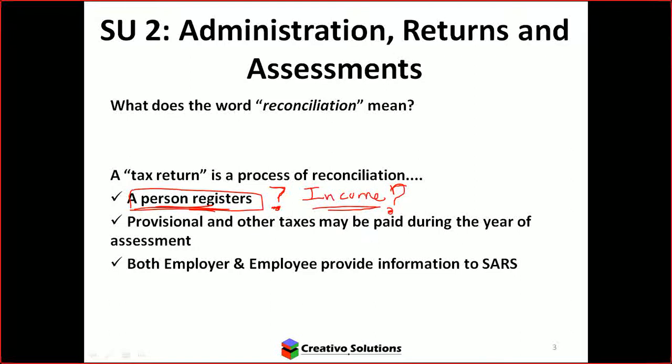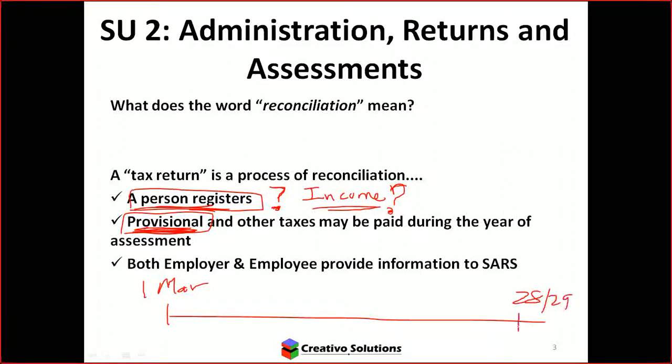Something else that we need to discuss is the profile of the taxpayer. You get a provisional taxpayer, and they pay provisional tax. This is covered more in study unit 3, where they talk about the provisional tax payments. When looking at a tax year, you start with the 1st of March and end with 28 or 29 February, depending on whether it's a leap year, which is the current year we're going to be focusing on in terms of income and expenses.